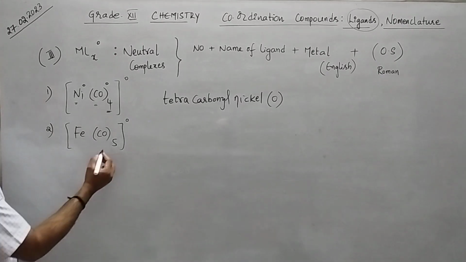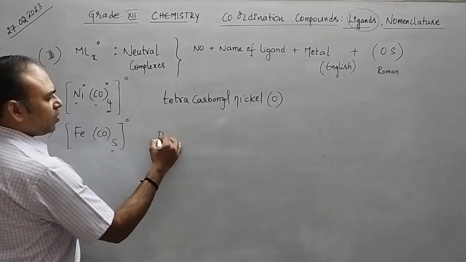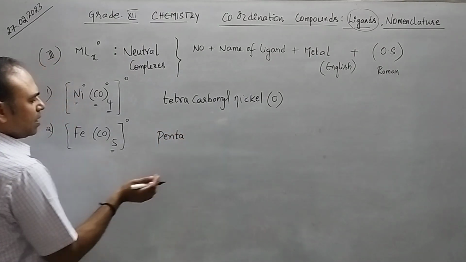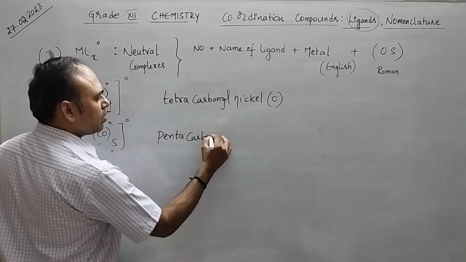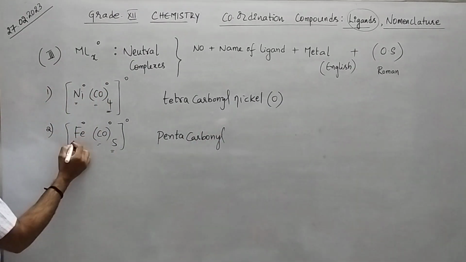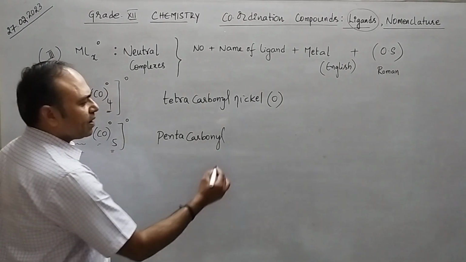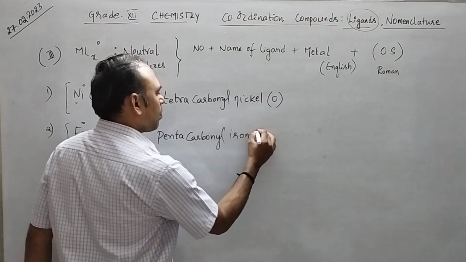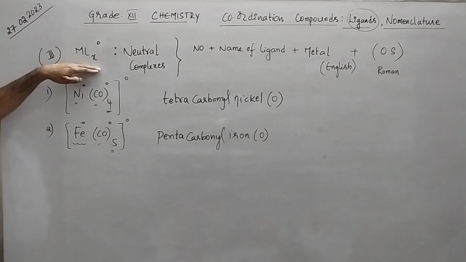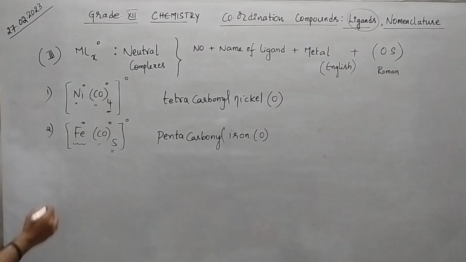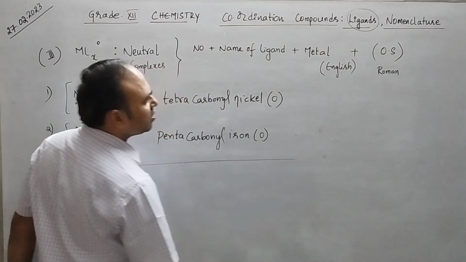Next one, the number 5, therefore penta. Name is carbonyl. So pentacarbonyl. Here Fe, English name, we have to write it as iron, and 0. So this will be the method of writing, that is neutral complexes. So nomenclature of neutral complexes we can write like this. Hope you have understood the difference.